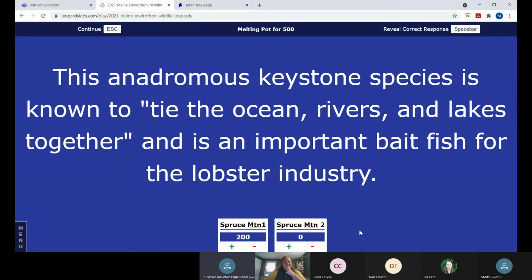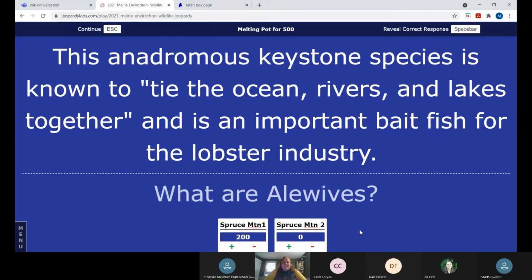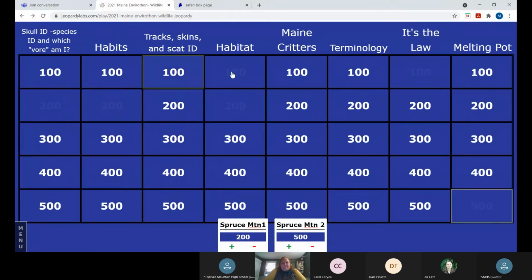Oh, what was it again? We're gonna go with alewives. Alewives is your answer? You are correct. What are alewives? Good job. Just like that, you took the lead.